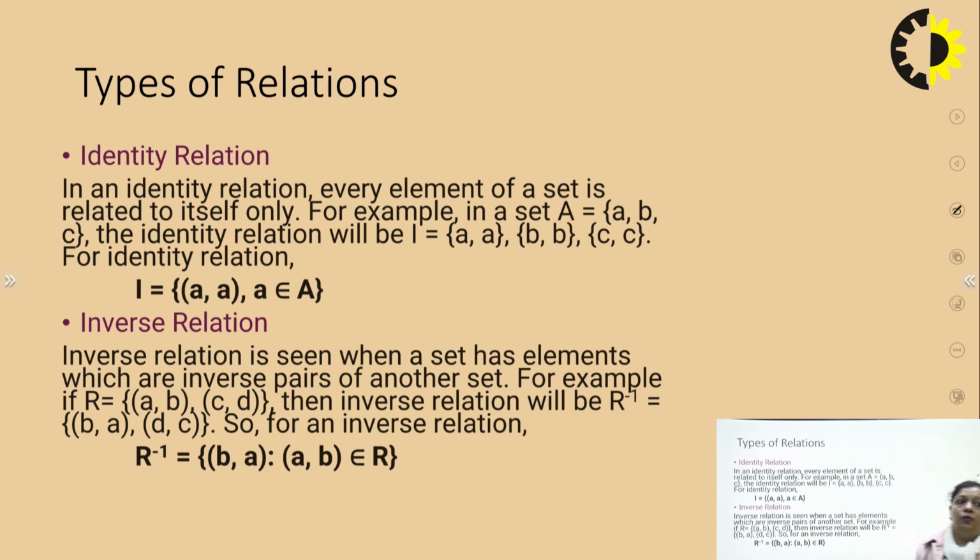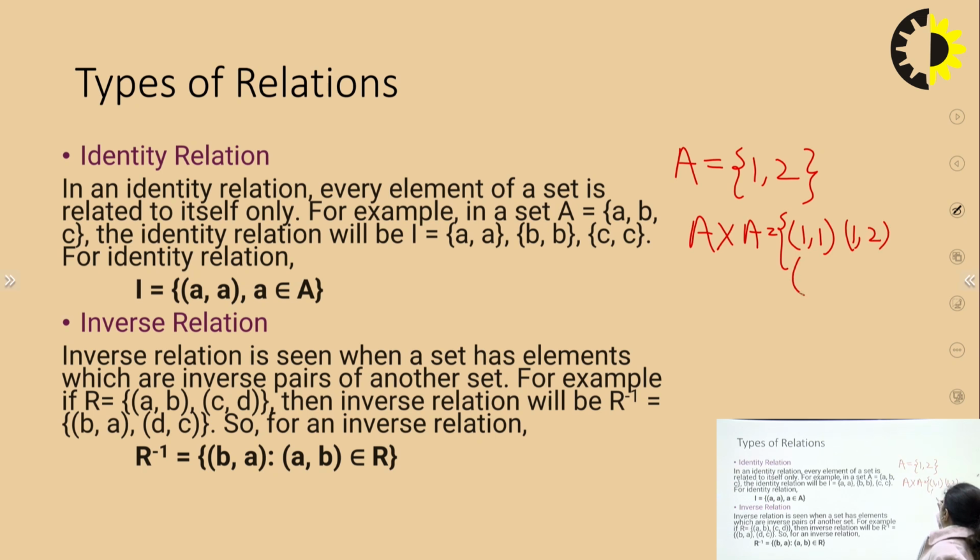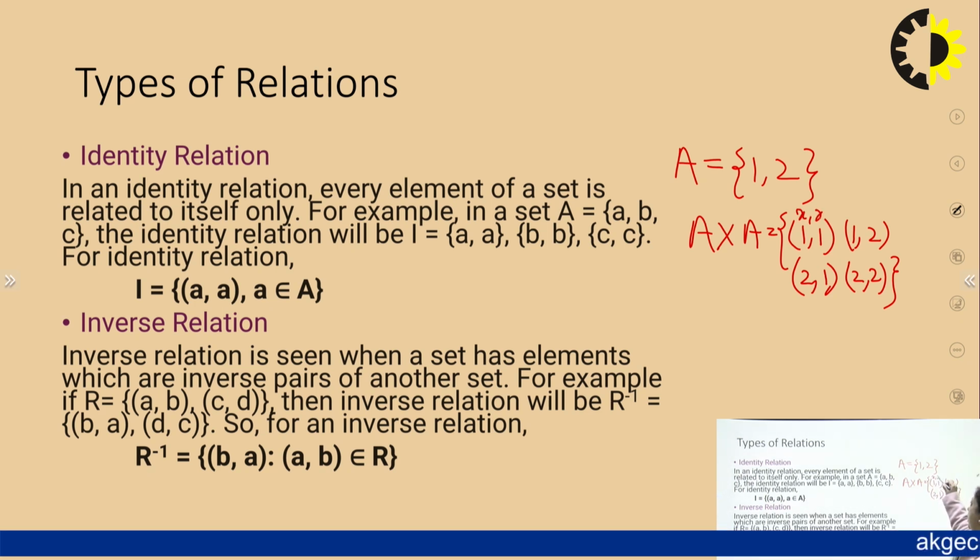Now let's talk about what are the different types of relations which are possible. So first of all, we'll talk about identity relation. So what is this identity relation? Like I have a set A which contains 1, 2 elements. So when I was writing A cross A for this particular set, I was getting the elements like (1, 1), then (1, 2), then I have (2, 1) and (2, 2). So I have certain elements where my first component and the second component are same, that is (x, x). So these elements are even known as the diagonal elements, where the first and the second component are same.